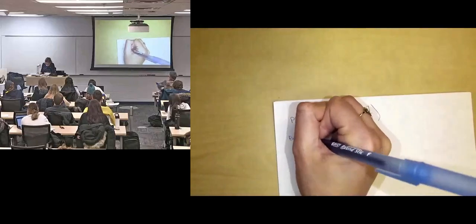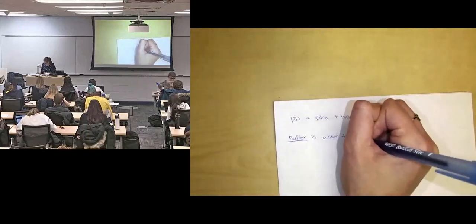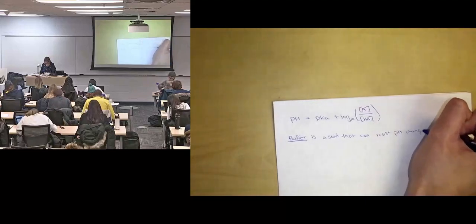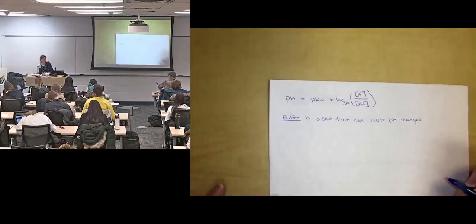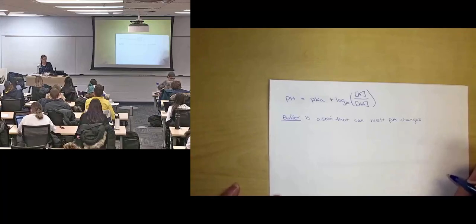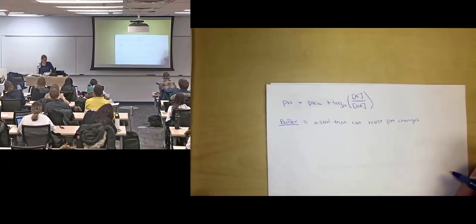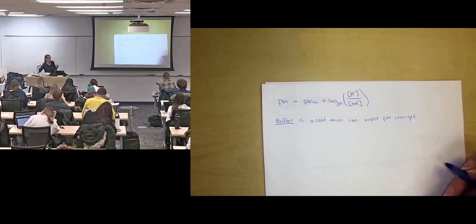So a buffer is a solution that can resist pH changes. Why is this important? Where are there buffers in your body? Yes. In the blood. Perfect. In my blood. Okay? There's a couple different buffer systems going on: a hydrogen phosphate-based buffer system, and we have bicarbonate. And these are things in your blood that are going to be preventing any extreme changes that are dangerous.